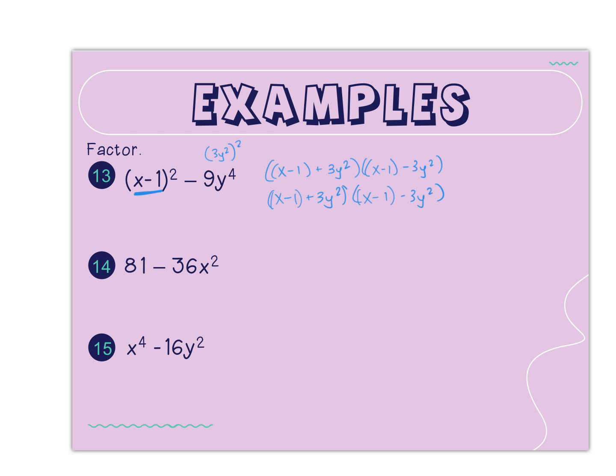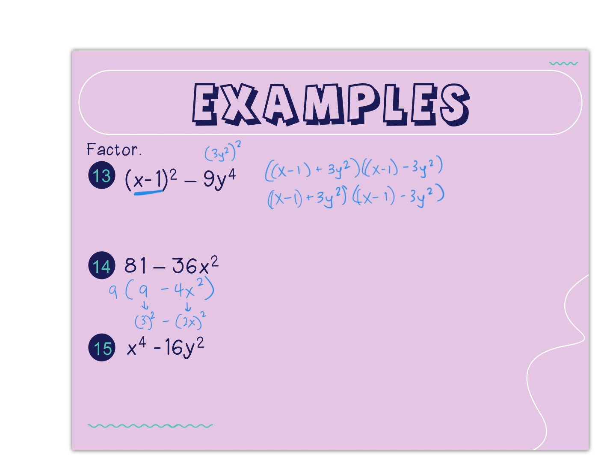Again, I come here, 81 and 36, and I try to pull out a GCF. I see that 9 goes into both of these, so I've got 9 times (9 minus 4x squared). And now this is also a difference of squares, because 9 is 3 squared, 4x squared is 2x squared, and it's a minus, right?